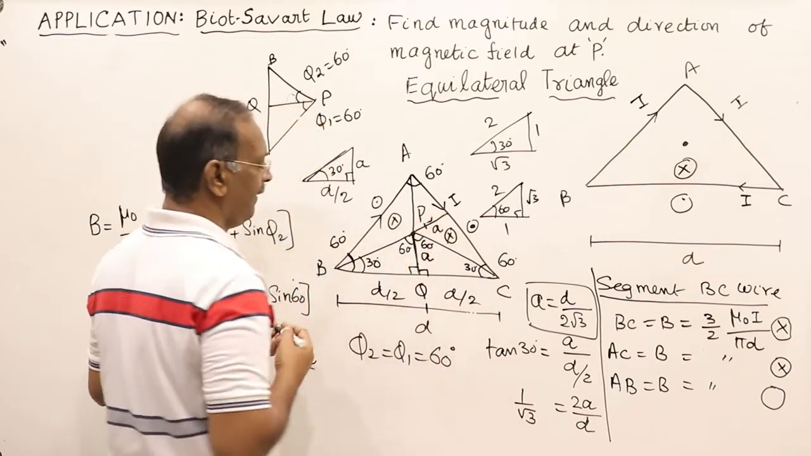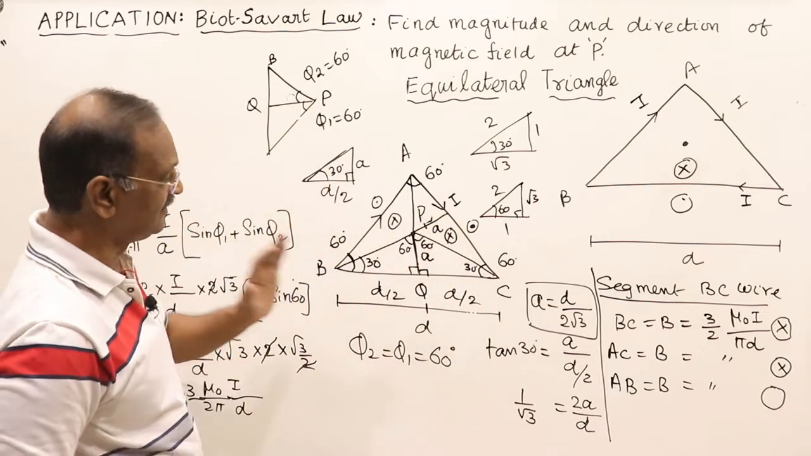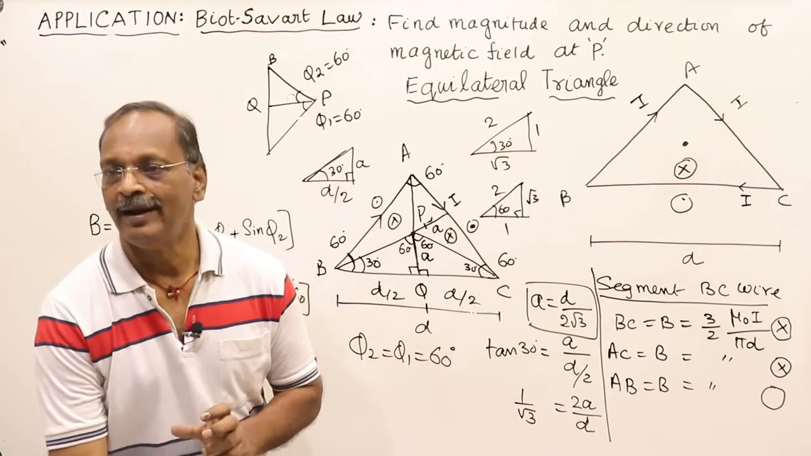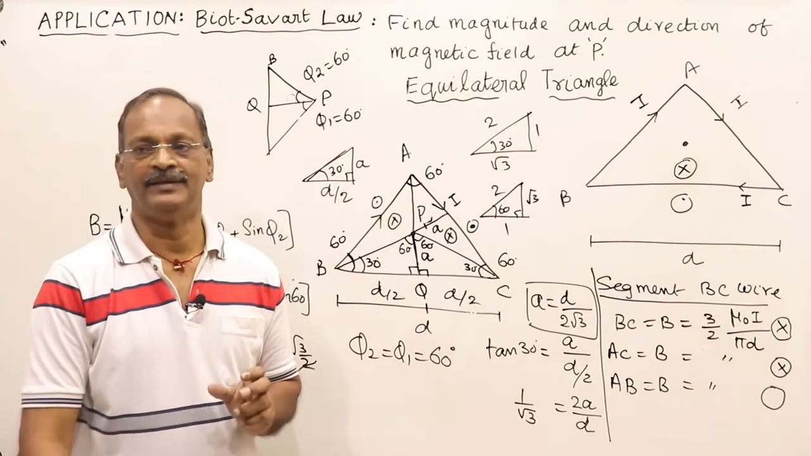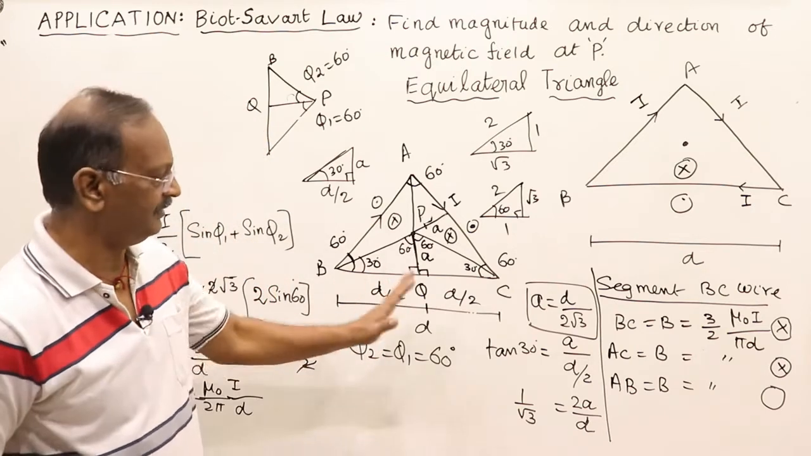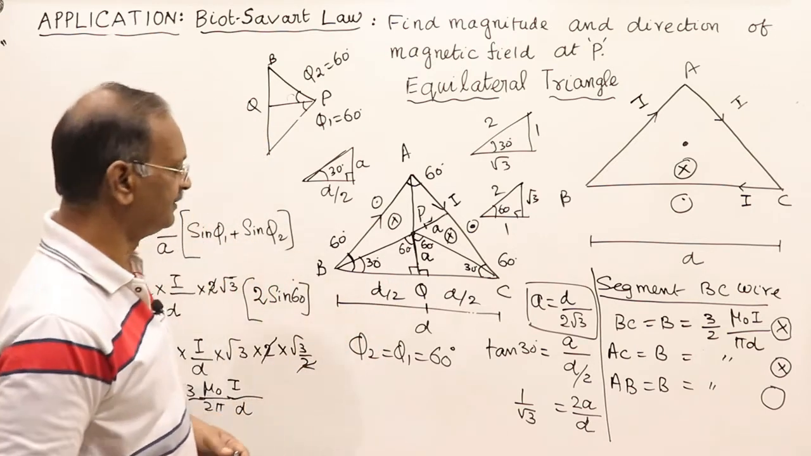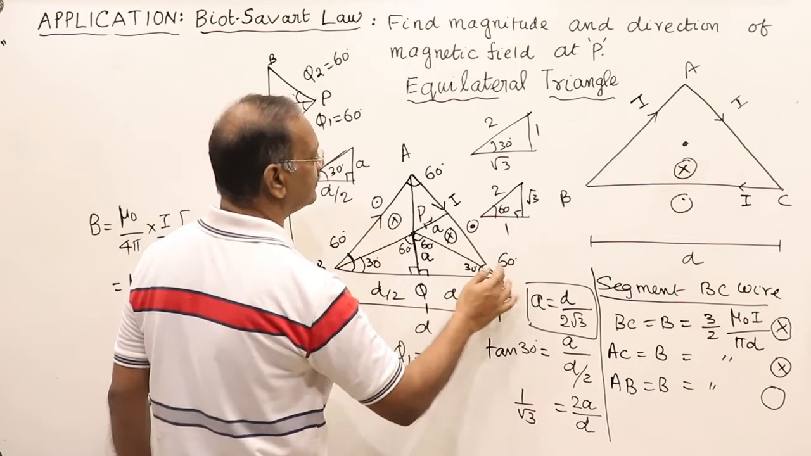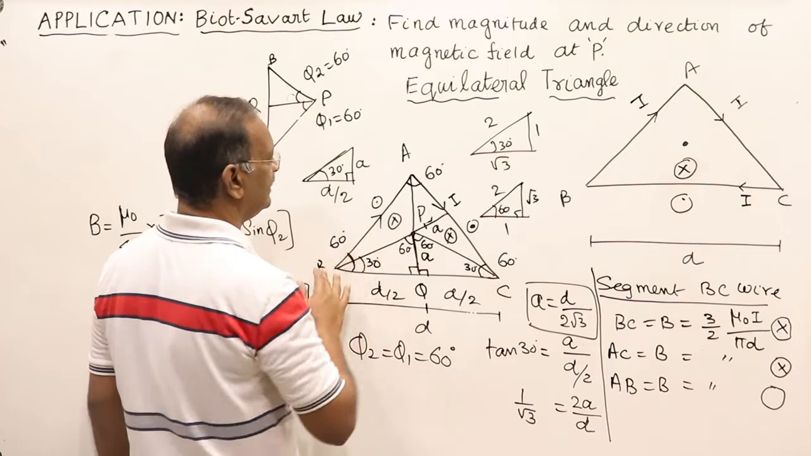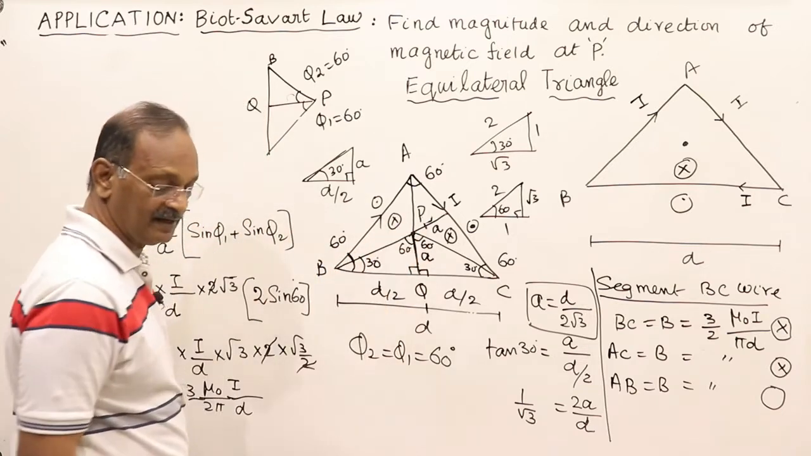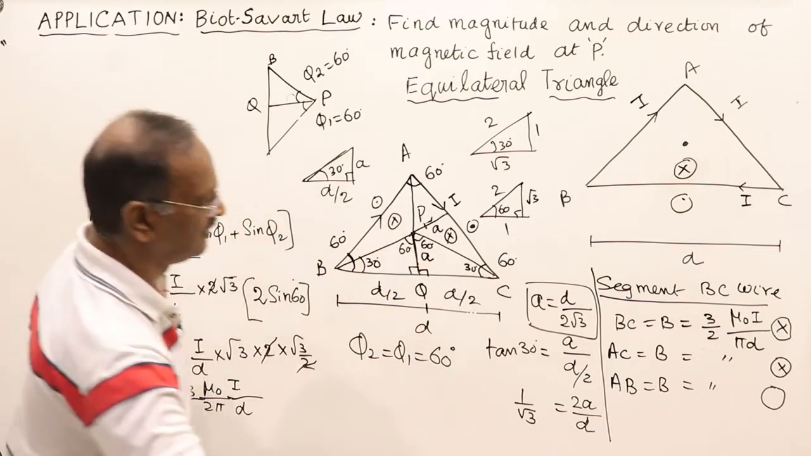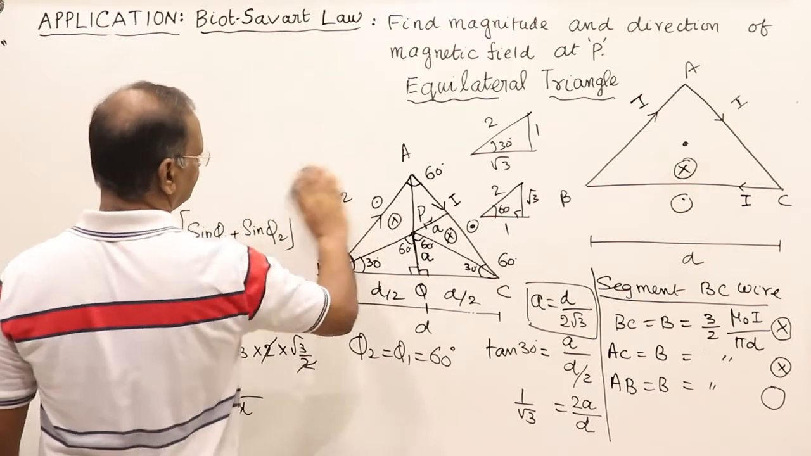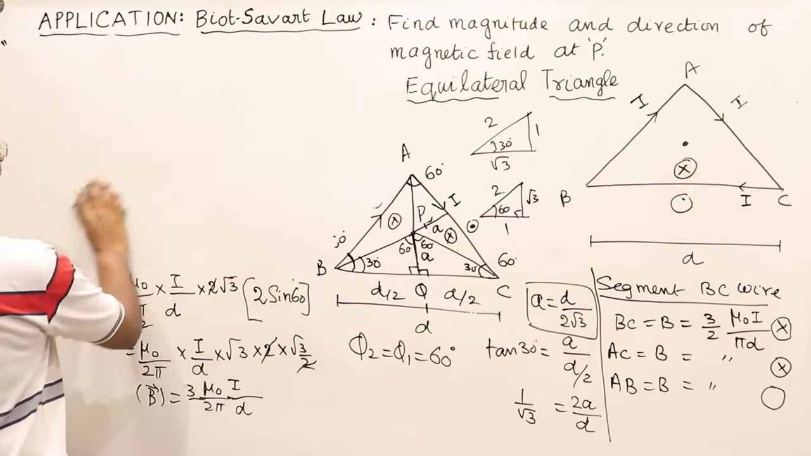Since magnetic field is a vector quantity, we have to add it by vector addition only, not scalar addition. So this segment will produce a magnetic field at this point, and this will produce a magnetic field at that point. Now we will do the vector sum. What is the vector sum?